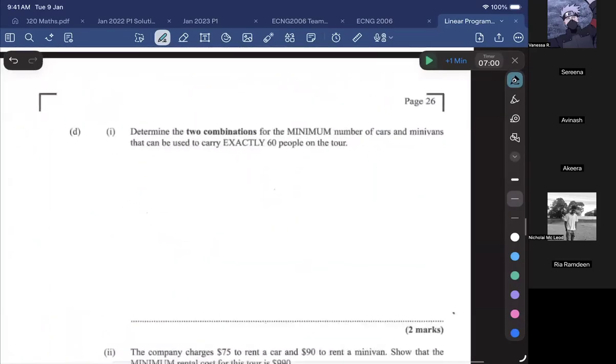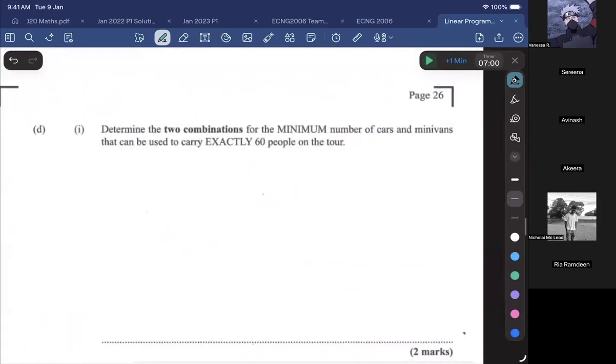Right, so somebody give part D a read for me. This is the continuation of the question. Somebody give it a read for me. Determine the two combinations for the minimum number of cars and minivans that can be used to carry exactly 60 people on a tour.